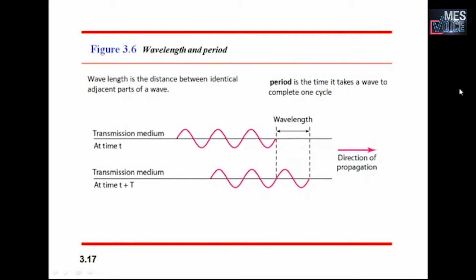Wavelength is the distance between identical adjacent parts of a wave. You can see in the transmission medium, the wave has reached a particular point at time t, and after a period, capital T, the wave has advanced by a complete cycle, that is wavelength, in the direction of propagation.